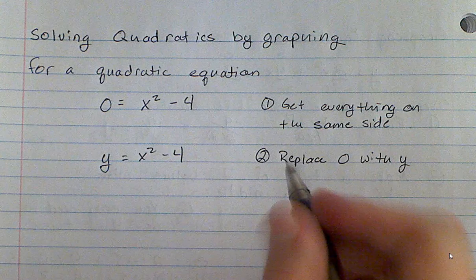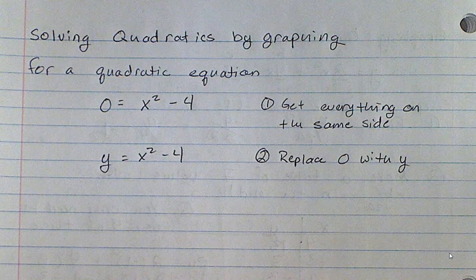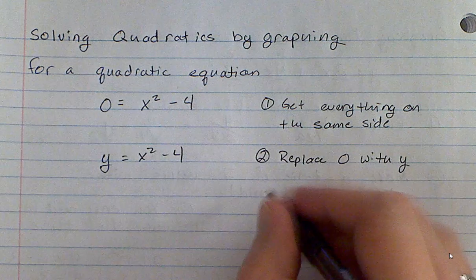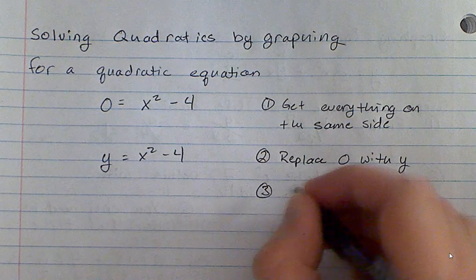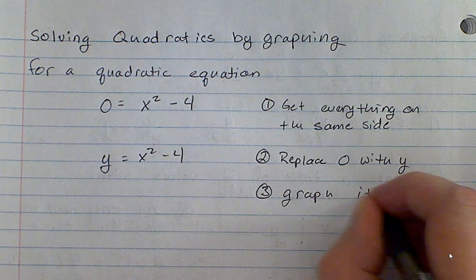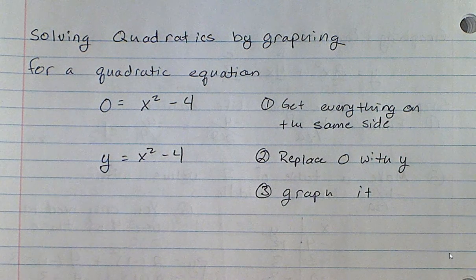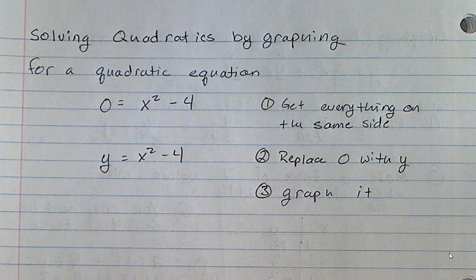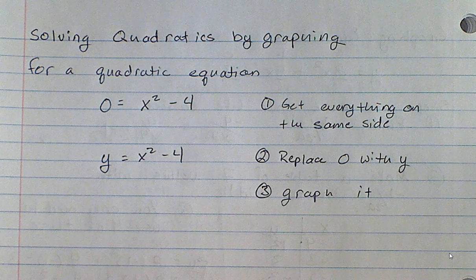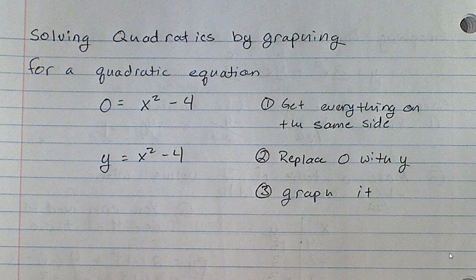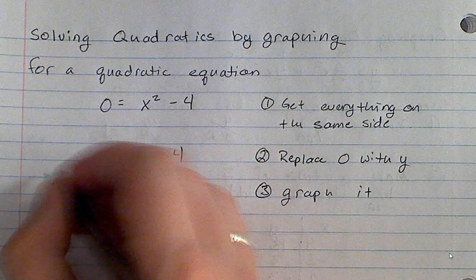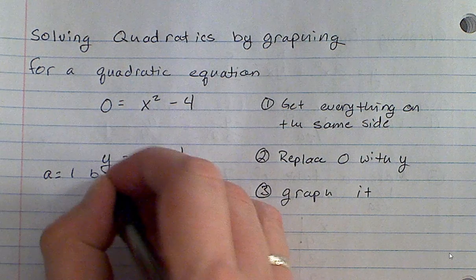Now, after this, you're going to follow all the steps that you would need to graph it. So for step 3, I'm just going to write graph it, and you already know that that involves a couple steps from last week, right? First thing you have to do if you want to graph it is you want to identify A, B, and C. All right? So, Katie, what's A? What's B? Good. What's C?